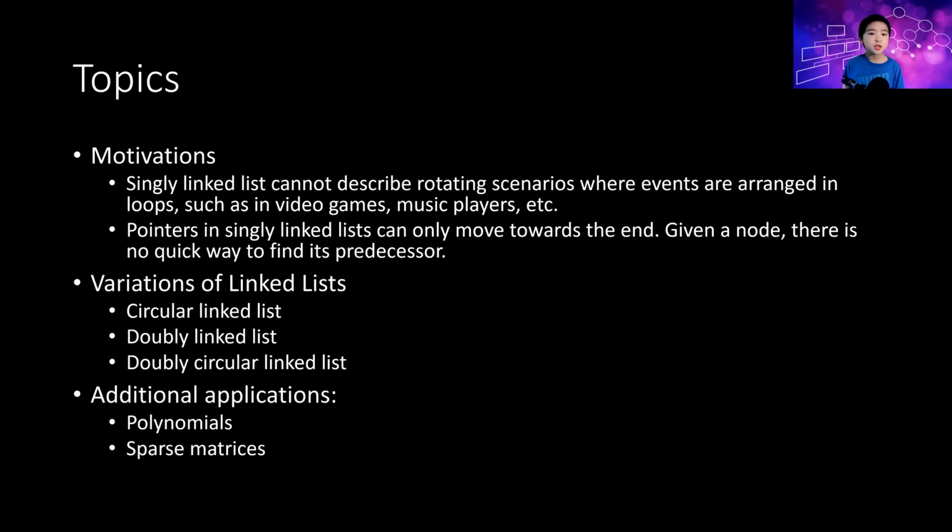In the previous lecture, we talked about singly linked lists and their advantages compared to arrays. But singly linked lists have their own limitations. For example, they cannot describe rotating scenarios, and they can only traverse in one direction. To overcome those limitations, we'll talk about some other kinds of linked lists. Specifically, we're going to talk about circular linked lists, doubly linked lists, and doubly circular linked lists.